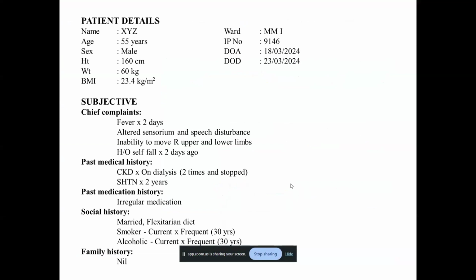So this patient is a 55-year-old male who weighed 60 kgs and was 160 centimeters in height. He was admitted for the chief complaints of fever for 2 days, altered sensorium and speech disturbances, inability to move his right limbs, and also had a history of self fall 2 days ago. He had a past medical history of chronic kidney disease stage 4 and was on dialysis 2 times, but he did not continue after that. He also had systemic hypertension for the past 2 years, but was on irregular medication.